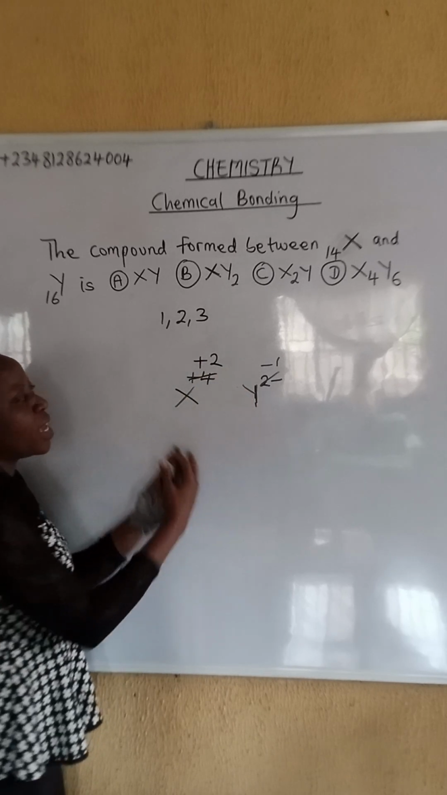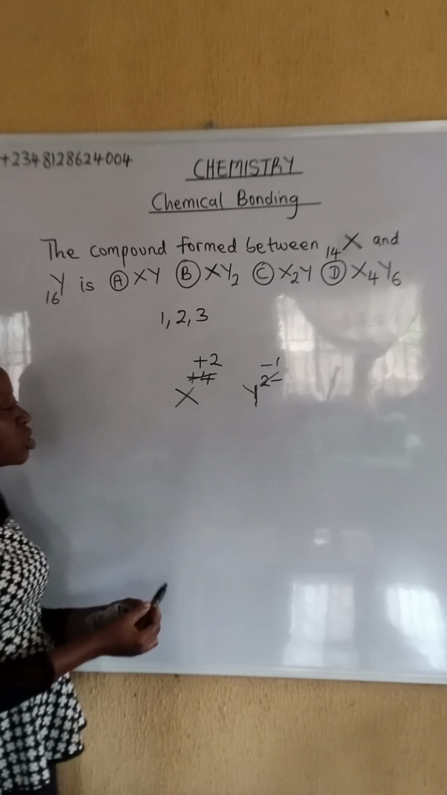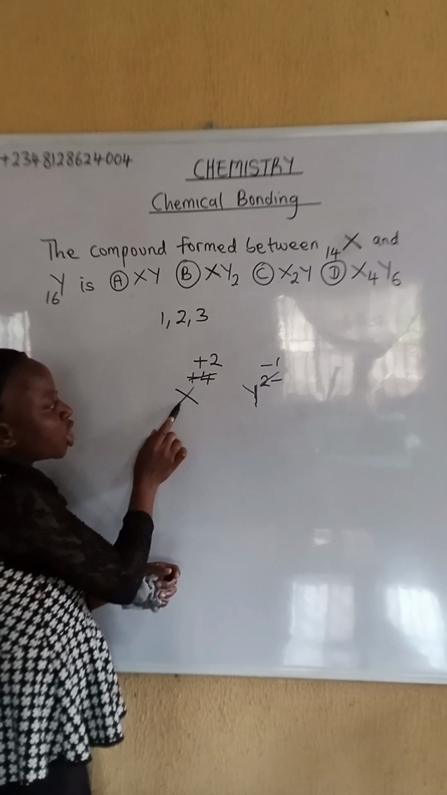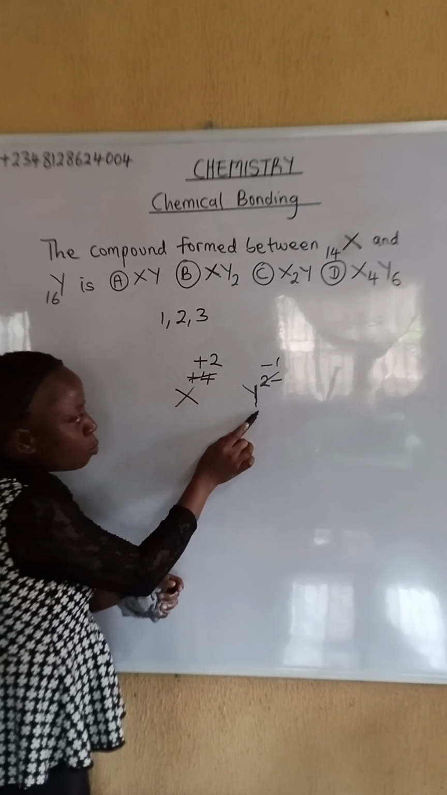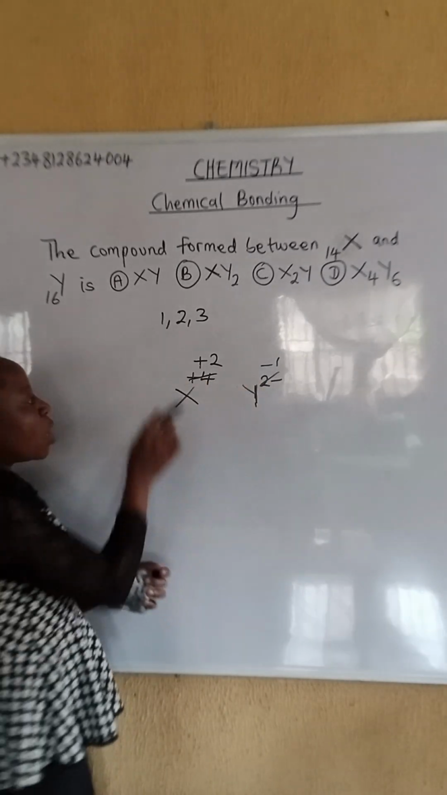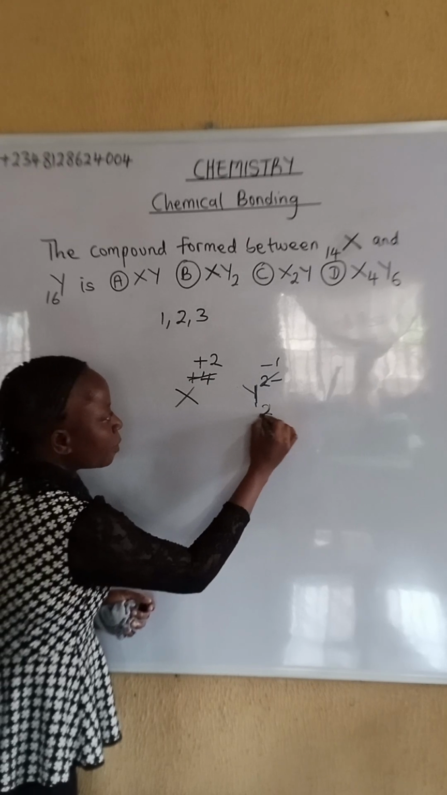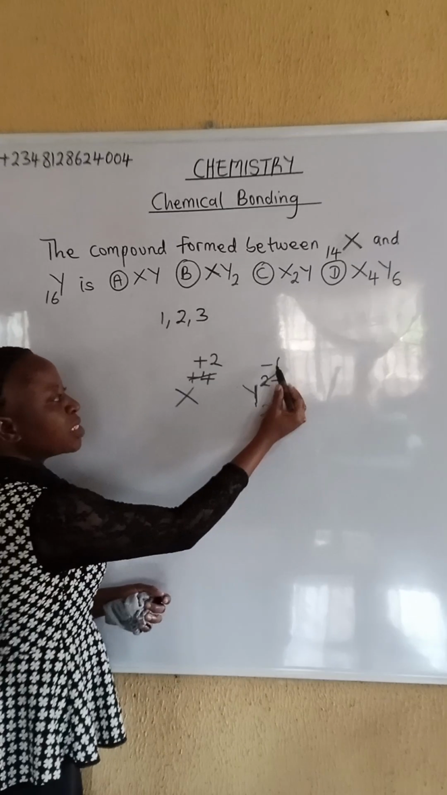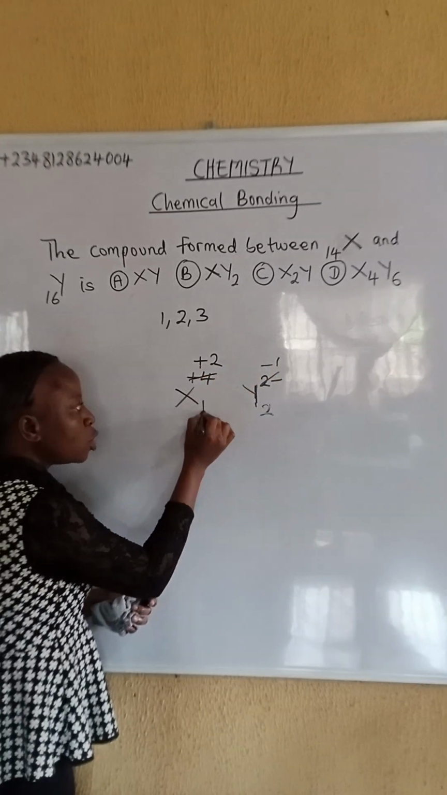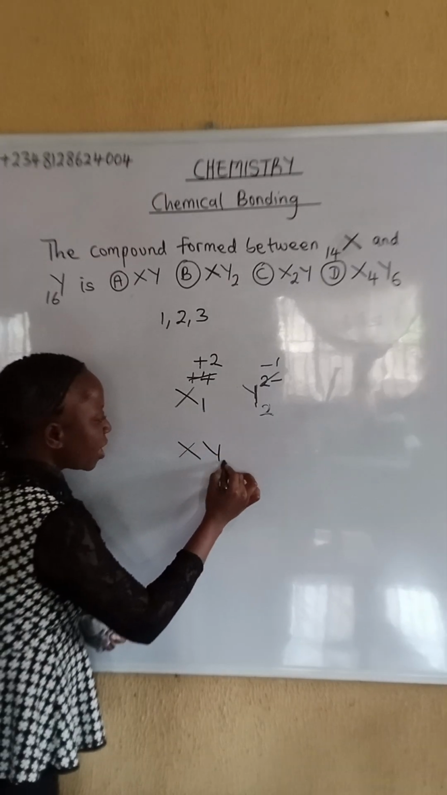Now how are you going to bring them together to form a compound? The charge on this one must neutralize the charge on this one. What we just do is use this plus 2, the charge on X, to multiply Y, and use the charge on Y to multiply X. What is the charge on X? We have plus 2. Use 2 to multiply Y. Then what is the charge on Y? We have minus 1. Now use 1 to multiply X. Now we are going to get XY2.